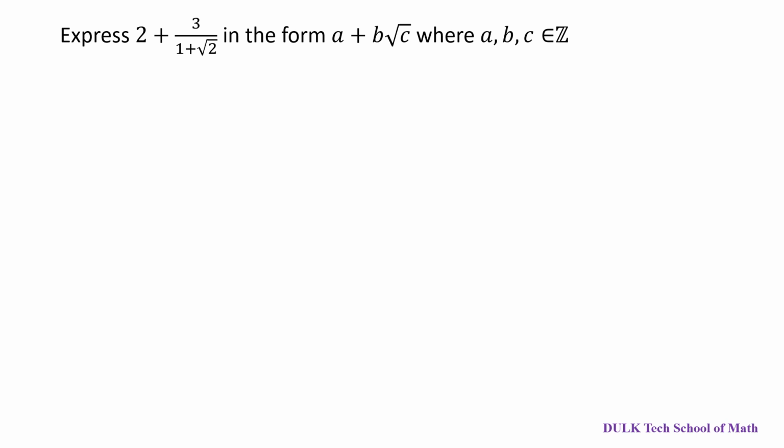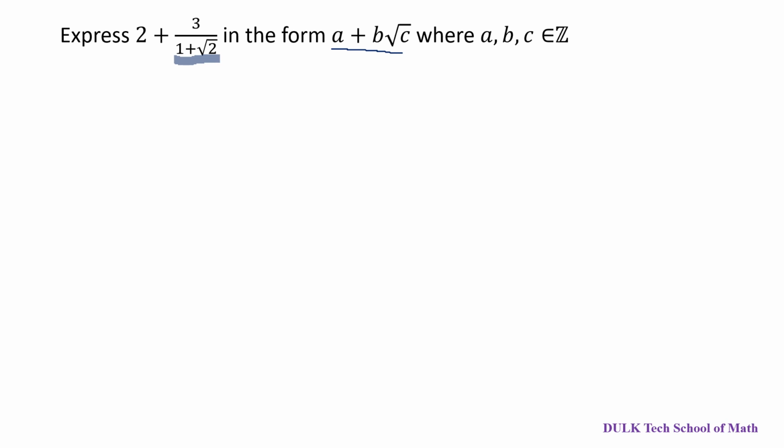Express 2 plus 3 over 1 plus root 2 in the form a plus b root c, where a, b, and c are integers. Right. In this case, we are simply rationalizing the denominator, because if you look at this answer, we want to express our answer in this form, where there is no fraction, there is no irrational number in the denominator. So automatically, this question is asking us to rationalize the denominator first, then we simplify.